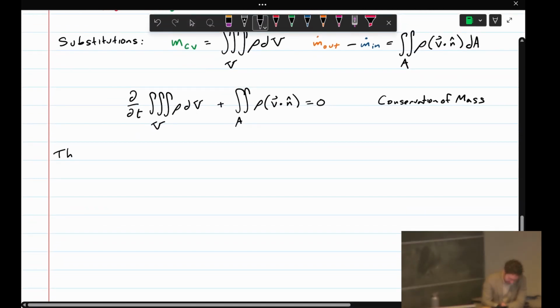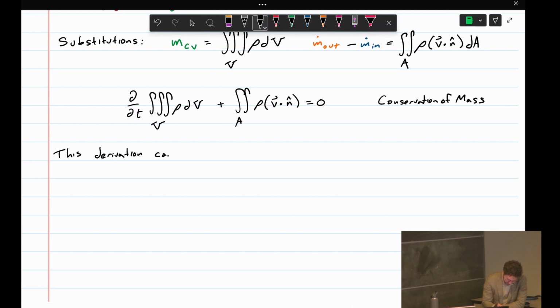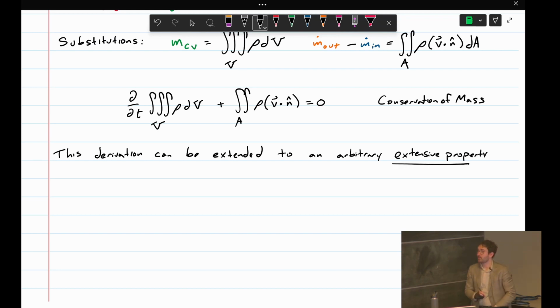So this derivation can be extended to an arbitrary extensive property. So maybe in a thermal course or something like that. Have you guys seen extensive and intensive properties before? Okay, good.